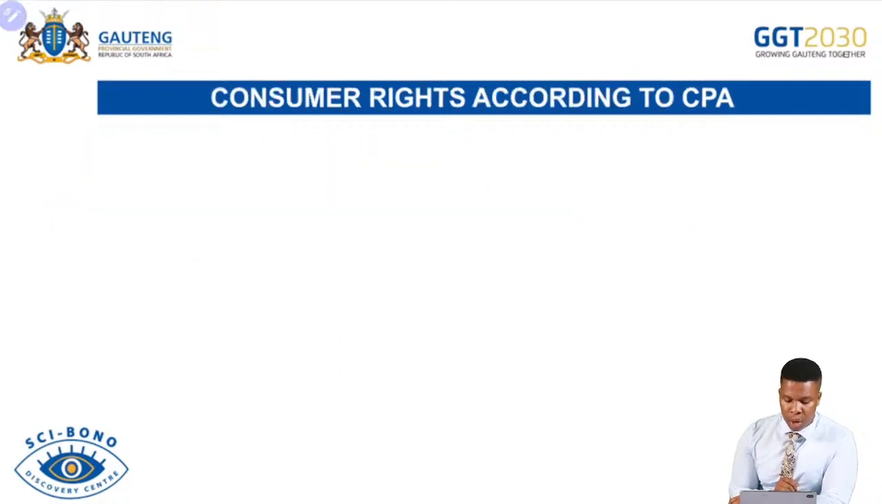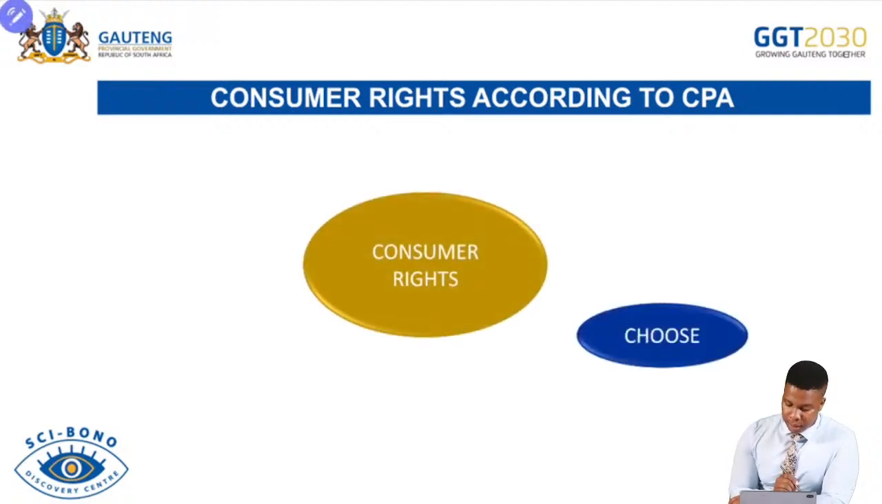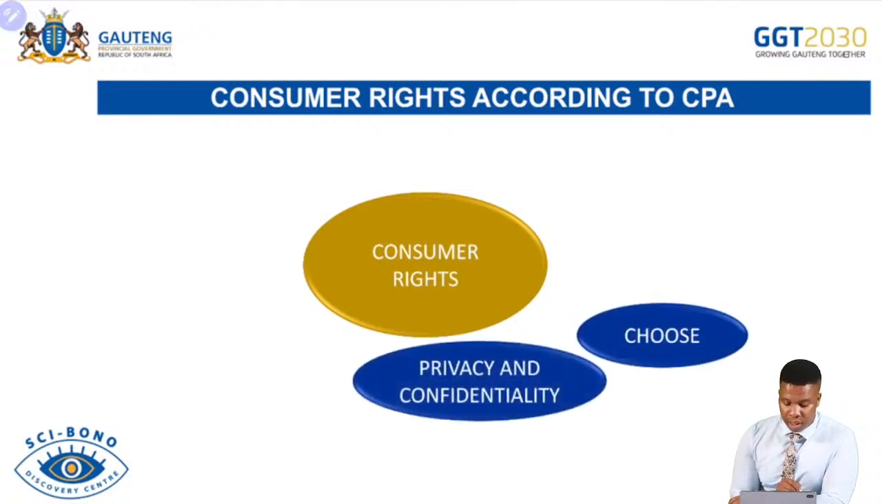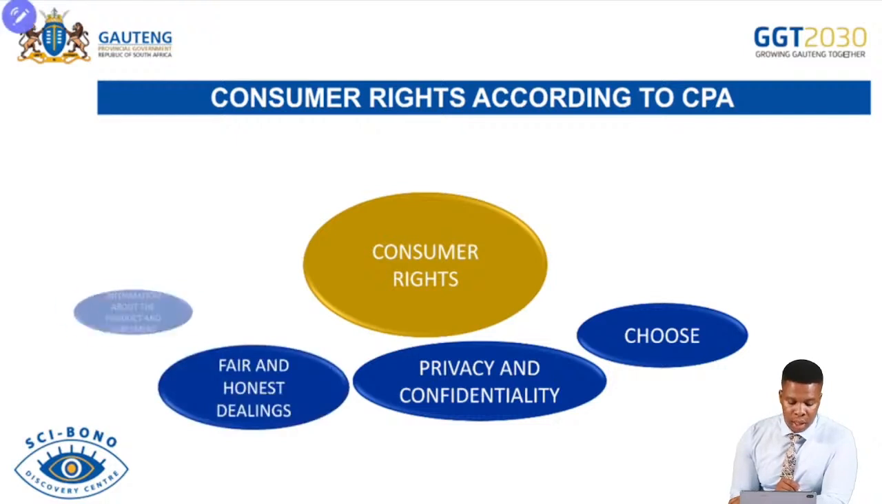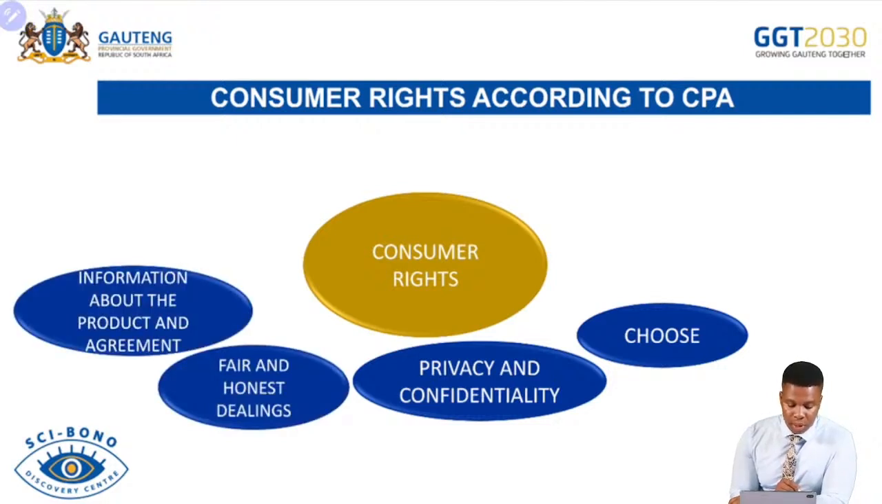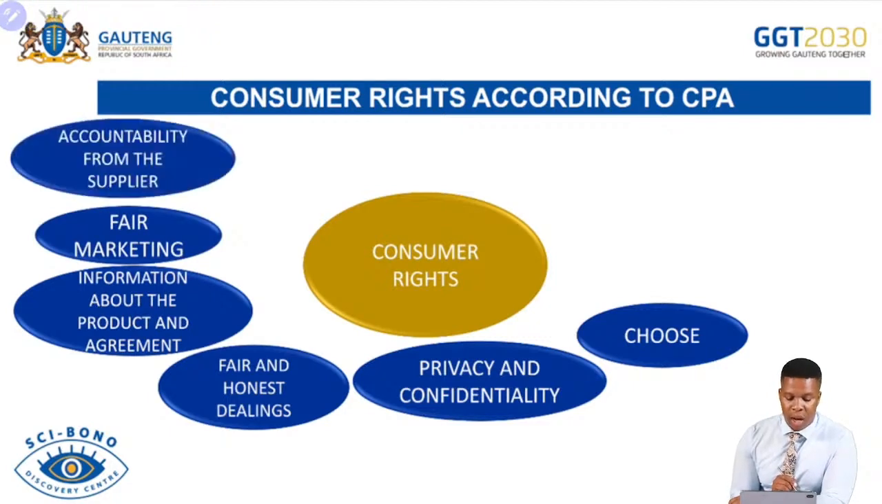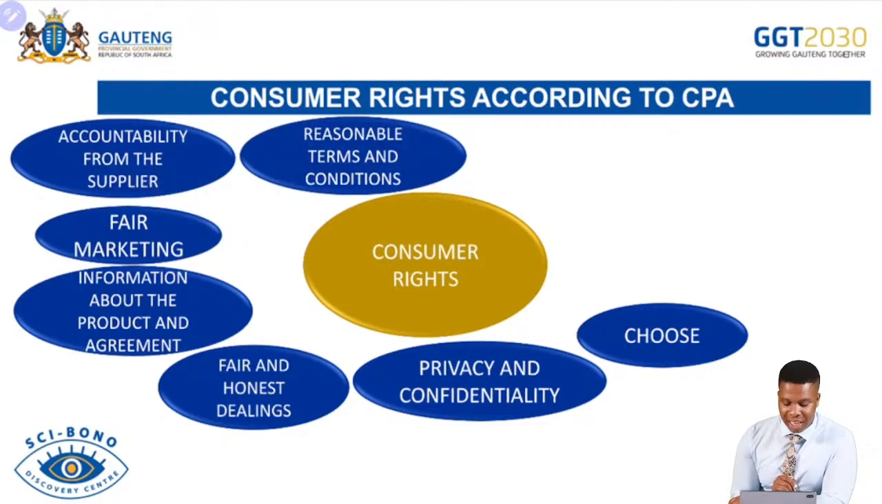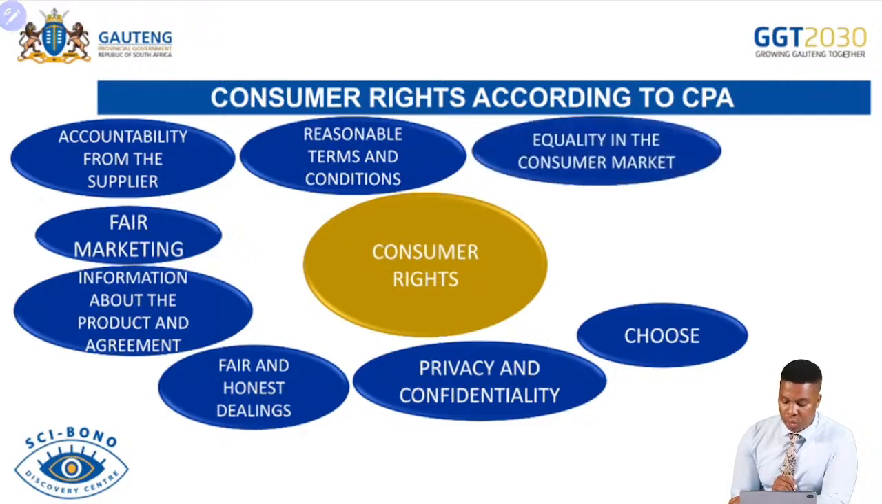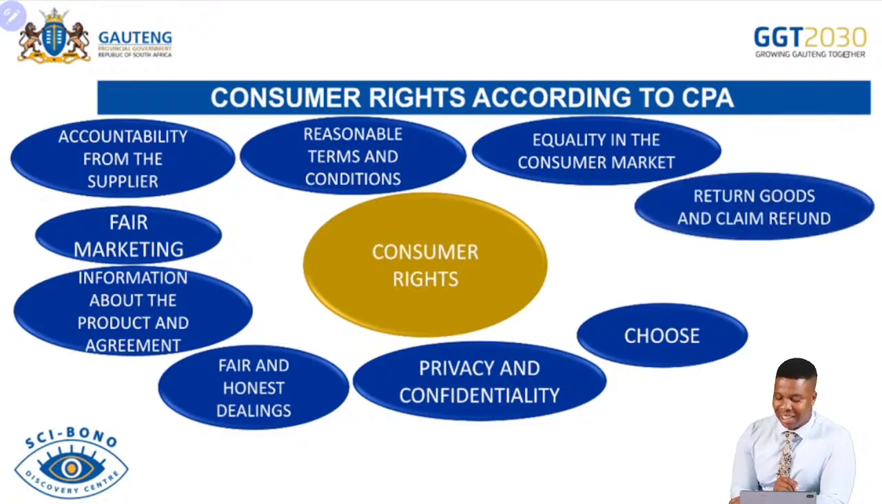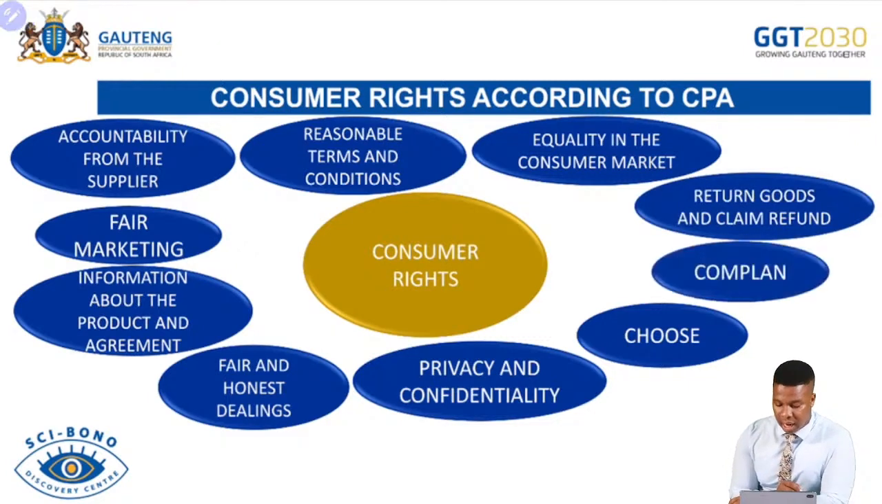As we proceed now, we look into consumer rights according to the Consumer Protection Act. We have the following consumer rights. The first one is the right to choose. We also have the right to privacy and confidentiality, the right to fair and honest dealings, the right to information about the product and agreement, and the right to fair marketing. We also have the right to accountability from the supplier, the right to reasonable terms and conditions, the right to equality in the consumer market, and the right to return goods and claim a refund. And the last one is the right to complain.